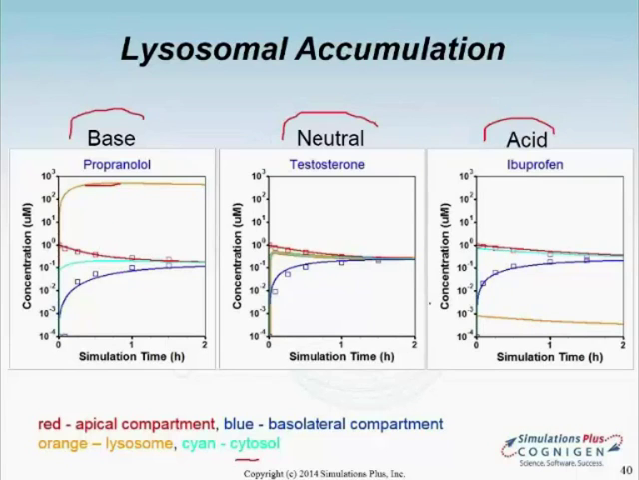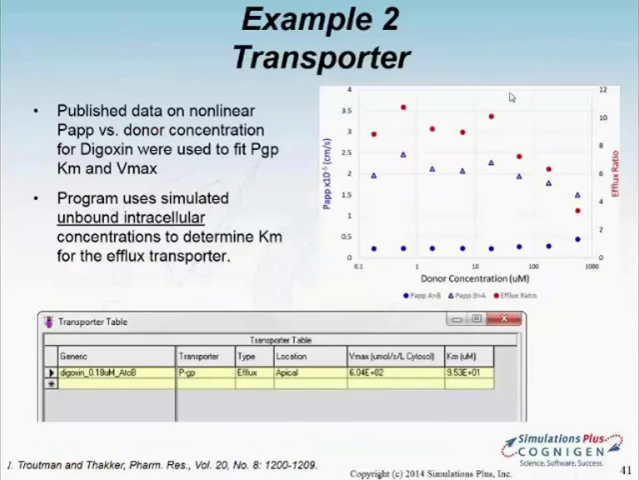So doing these basic simulations can already give you information, even if we stick with just the bases and look at bases of different pKa's, it can already start giving you information about the magnitude of the accumulation in lysosomes and see whether this is something that you should worry about when going into the in vivo simulation. The second example is focused on transporter effects, and one of the big aspects would be getting the Km based on the intracellular unbound concentrations.